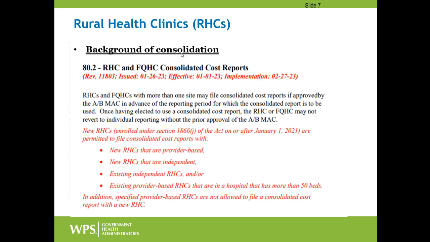So here is the information. By the way, notice this red information was updated fairly recently, about a year and a half ago. The original verbiage says RHCs and FQHCs with more than one site, more than one RHC, may file consolidated cost reports if it's approved by the MAC in advance of the cost reporting period. Again, approved is kind of a strong word there. We just need to receive it, and it needs to be a fully submitted request. So I guess we could reject it if it wasn't a clear request, but it has to be in advance of the cost reporting period.